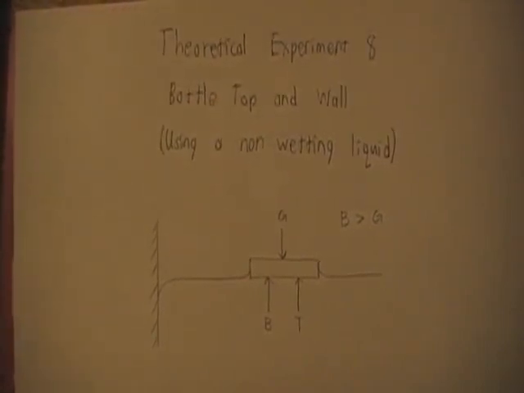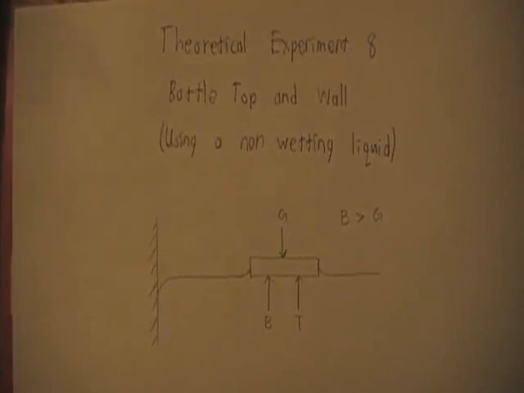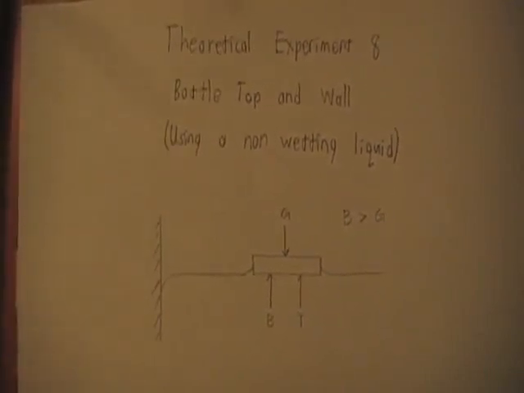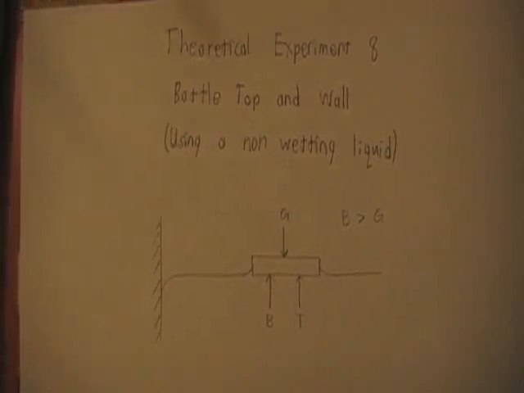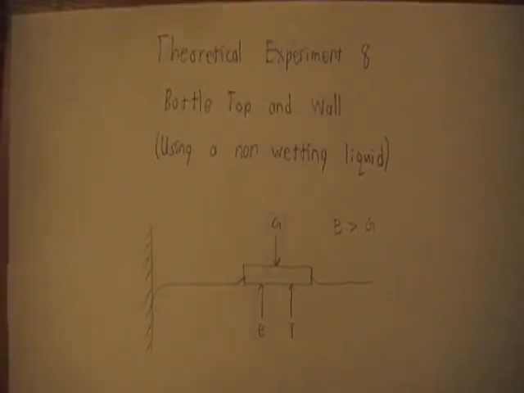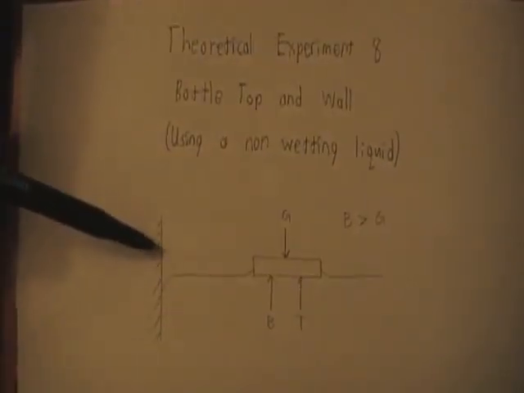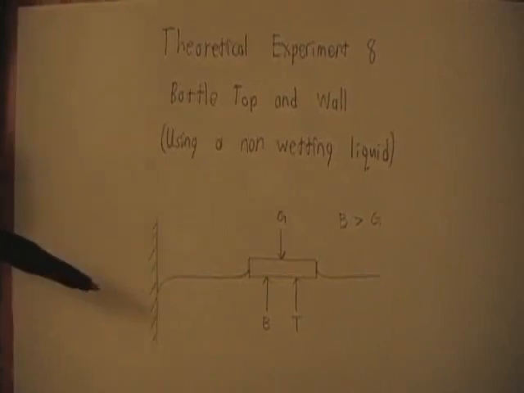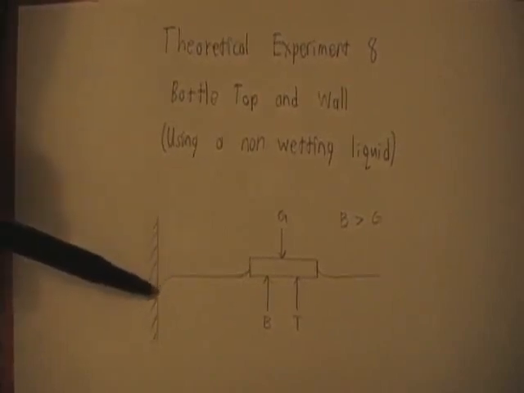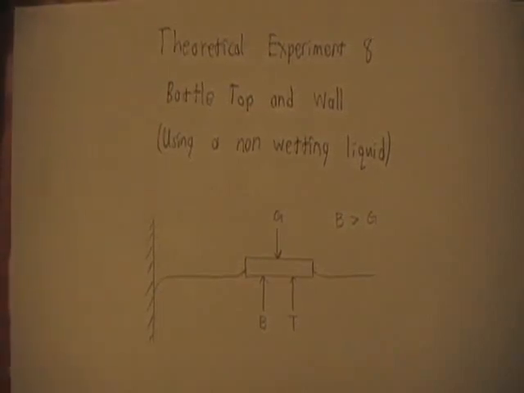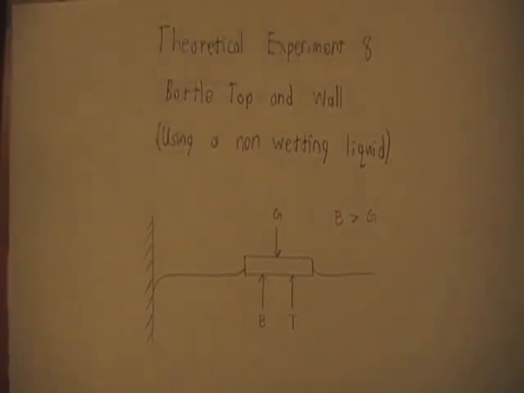We can use what we learned in these 7 experiments to think about a theoretical 8th experiment that is similar to the first experiment that we did. However, instead of using water, which would curve up at the wall, we can use a non-wetting liquid, such as mercury, which would curve down, and think about what would happen. Obviously, we can't do this experiment because it uses mercury, and that is very dangerous.